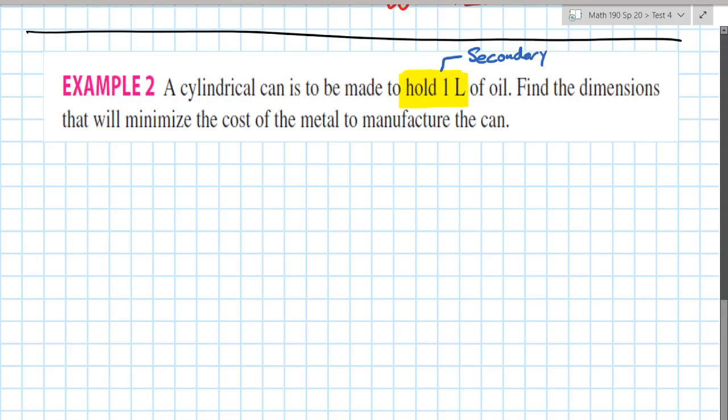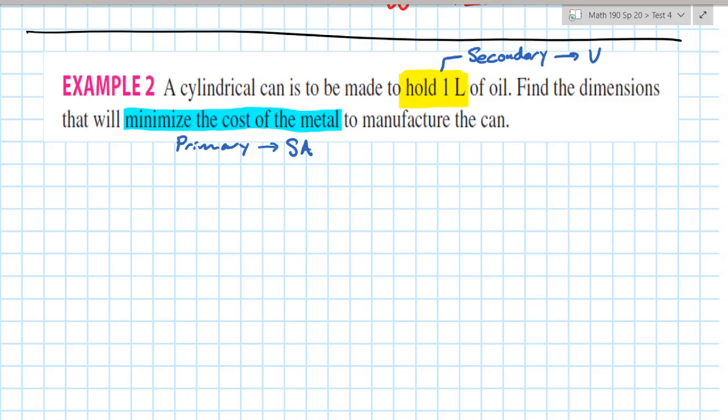We want to find the dimensions that will minimize the cost of the metal. So that is going to be our primary equation. So 1 liter of oil, that's telling us about the volume. Cost of the metal, that's telling us something about the surface area.